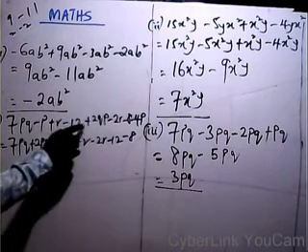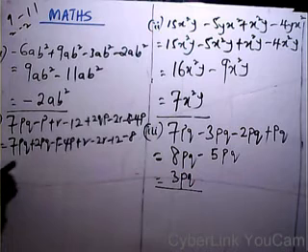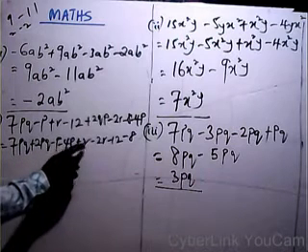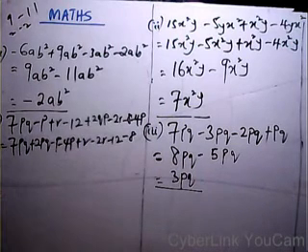Let's count it. 1, 2, 3, 4, 5, 6, 7, 8. Let's count this one as well. 1, 2, 3, 4, 5, 6, 7, 8. So it's complete. So let's now add it.